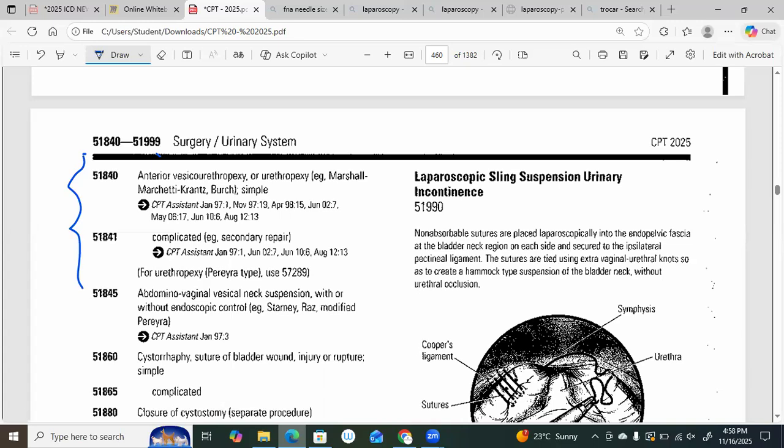So 51841 we have to bill to report if there is any secondary repair, or any increased time due to the complications of the procedure, then also we are okay to use 51841.